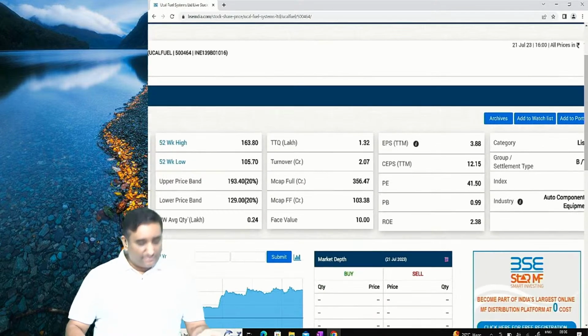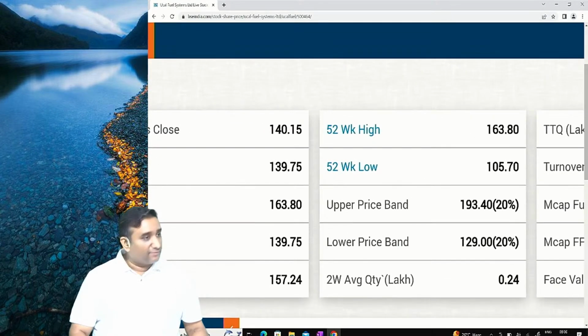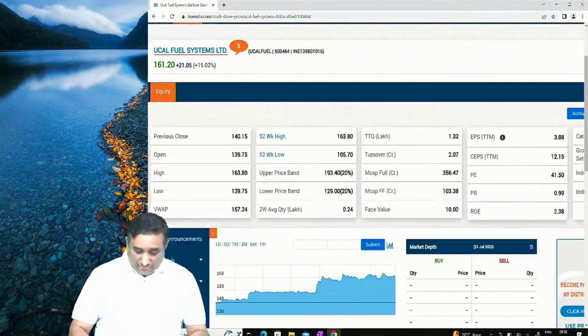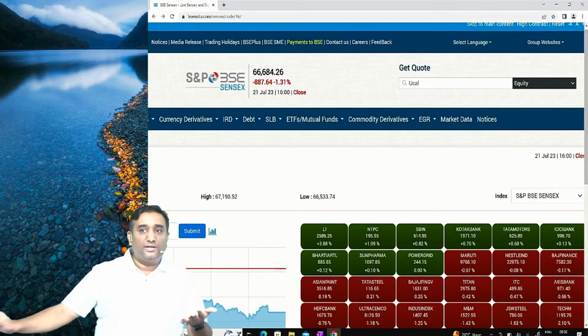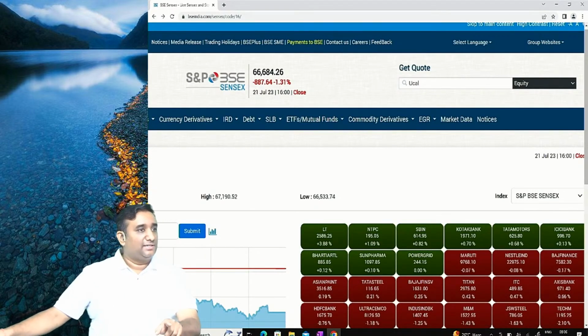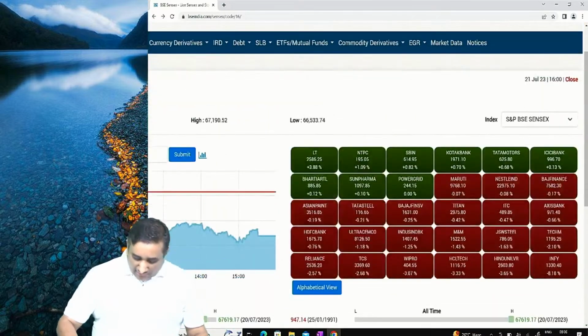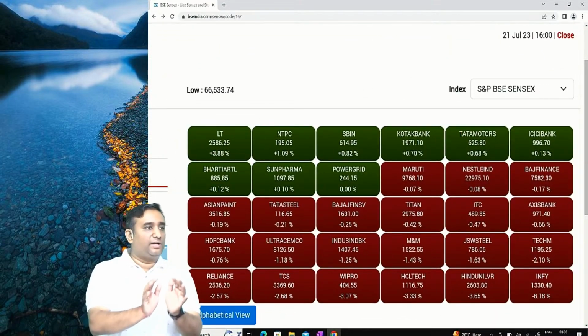0.99. That means you can imagine if the day before this I had spoken about this company, the price was 140. Previous close was 140. So what I'm telling you is the market has gone down, but that particular company has gone up. So does Ukal fuel impact the Sensex? No. If anyone says a company has gone up or down, it should not matter. You should be only tracking your company.